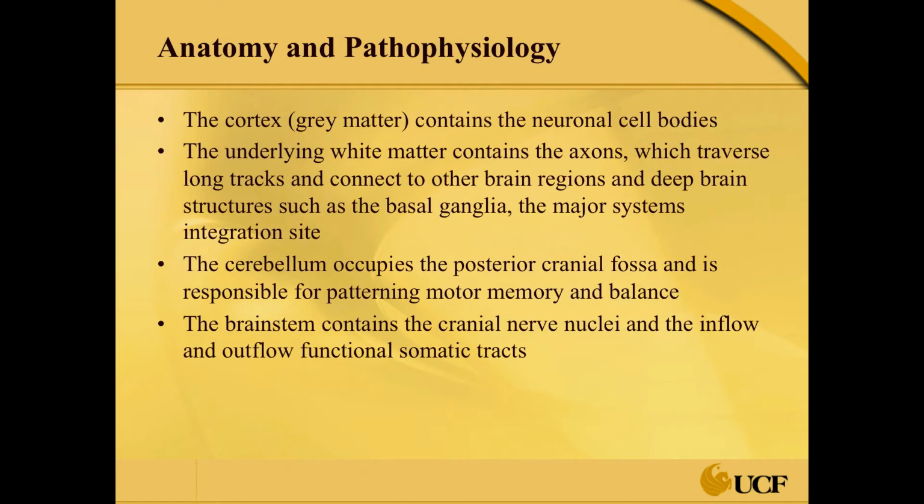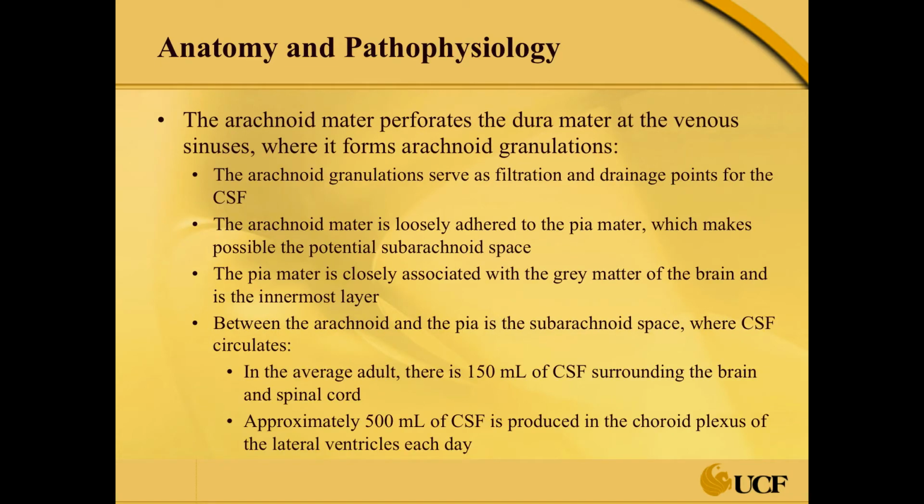The cortex or gray matter contains the neuronal bodies, and the underlying white matter contains the axons, which traverse long tracts and connect to other brain regions and deep brain structures such as the basal ganglia and the thalamus, which is the major systems integration site, I should say. The cerebellum occupies the posterior cranial fossa and is responsible for patterning motor memory and balance. And then, of course, we know our brain stem contains the cranial nerve nuclei, like we just mentioned, and our inflow and outflow of our functional somatic tracts.